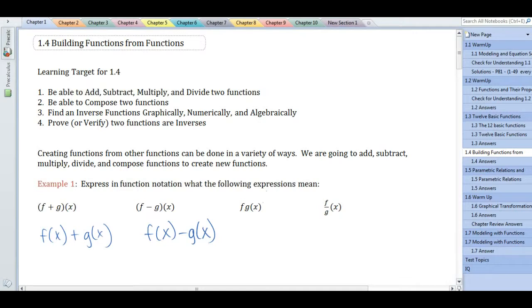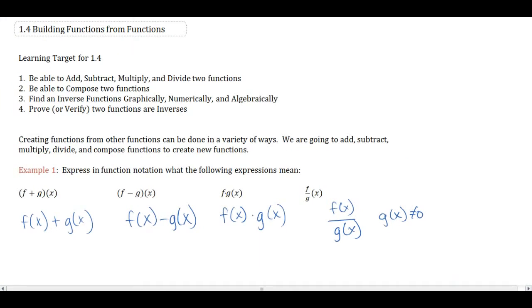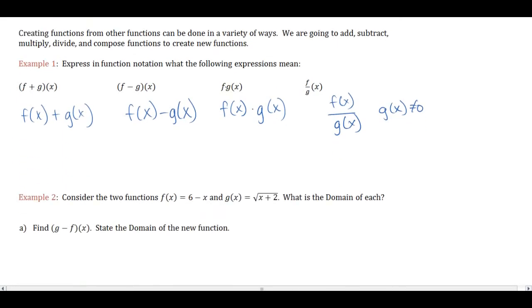f times g, sometimes they'll have a little dot in there, is f of x times g of x. You're just going to multiply those two functions together. And the last one, guess what? You're just going to divide them. And I should say g of x can't be 0, because otherwise it would look really weird. That's all we're talking about when we're talking about adding, subtracting, multiplying and dividing two functions.